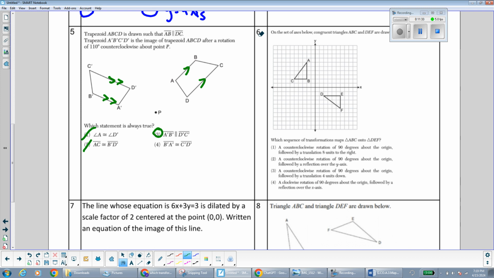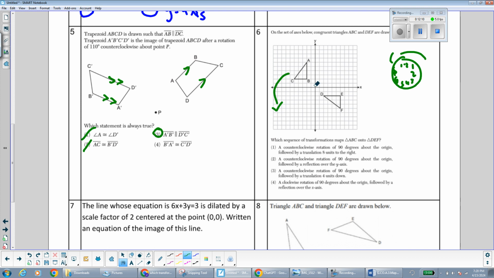DEF. So what we have to be careful of here is the orientation. We have to make sure that they're going to be facing in the same direction after each of the transformations occur. So the first one says a counterclockwise rotation, and we're going from ABC to DEF. That's important too. A counterclockwise rotation. So here's my clock. Okay, so you can get the idea. So we're going this way. So it's going to move to this quadrant of 90 degrees about the origin, followed by a reflection over the y-axis.